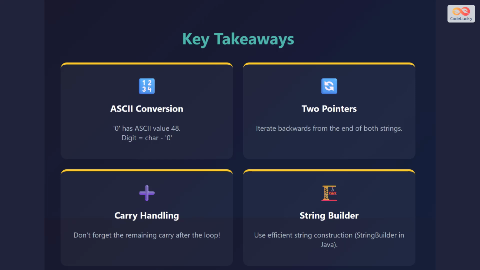To wrap up, remember these key points. Convert characters to integers by subtracting the ASCII value of 0. Use the two-pointer technique to iterate backwards. Always check for a remaining carry after your loop finishes. And finally, using a mutable string builder is much more efficient than concatenating immutable strings in a loop.